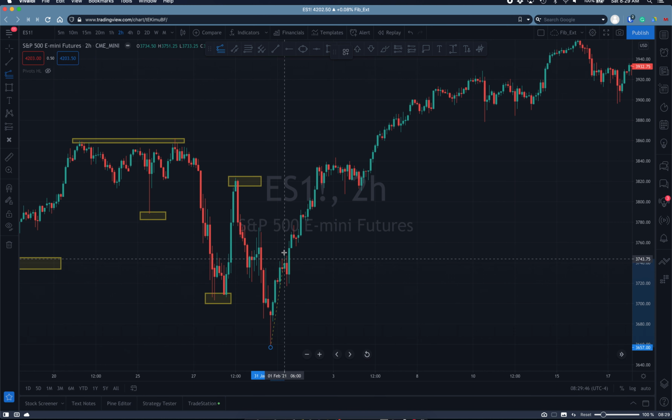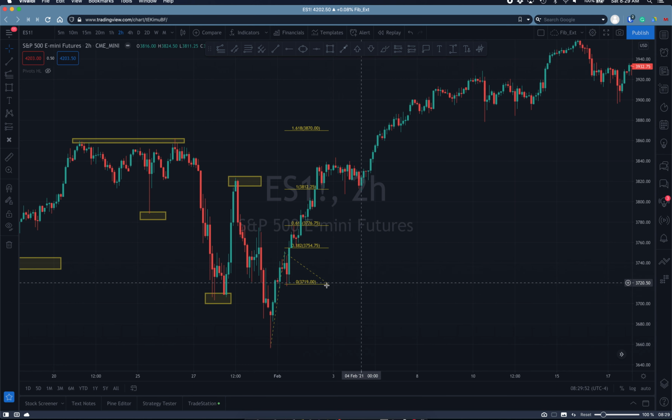If we just pick the first one, so we got this first leg, price broke up, came through the 618, didn't really pull back that much, came up, looks like it went through the 1 area and tried to pull back to this area here to be the next level of support.